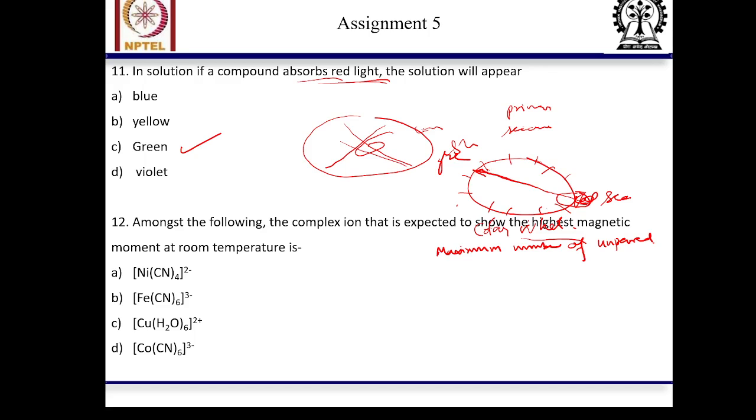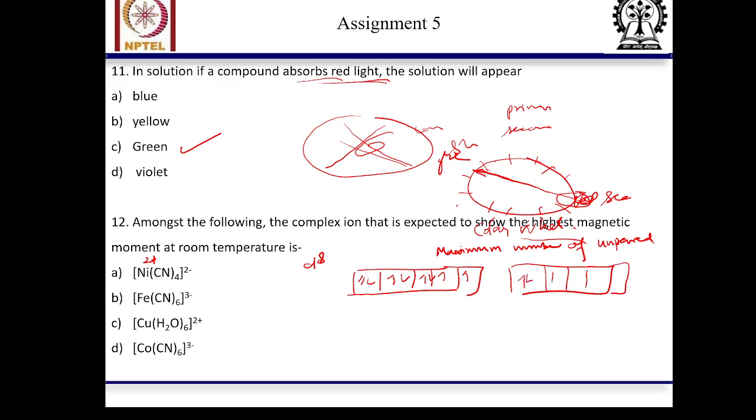First is Ni(CN)4. This is d8, nickel in the 2+ state. D8 we can write as 1, 2, 3, 4, 5, 6, 7, 8. Now this is a strong field ligand, so pairing will happen. So it has zero magnetic moment because it has zero unpaired electrons.